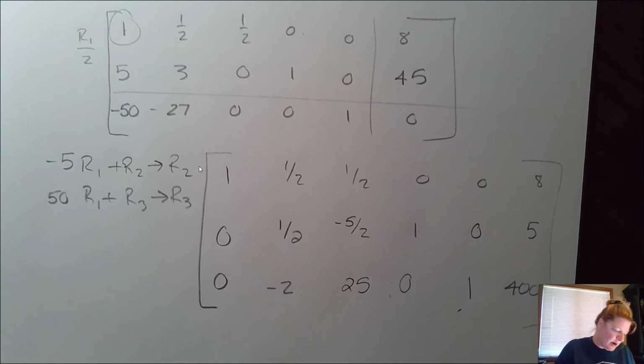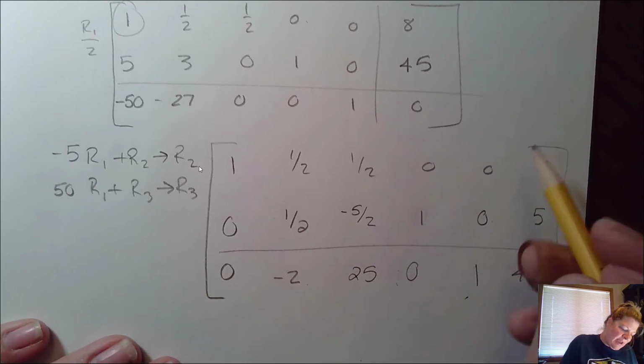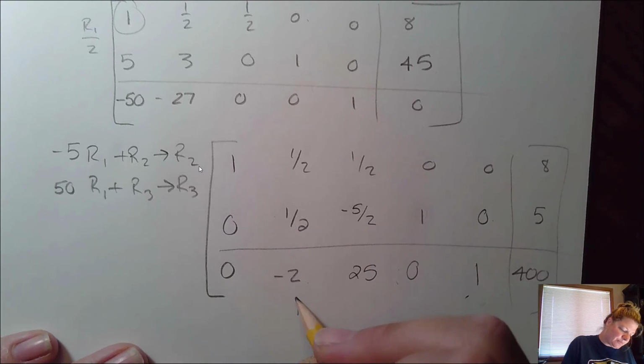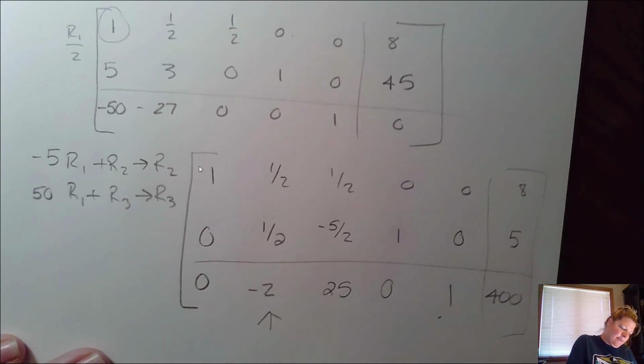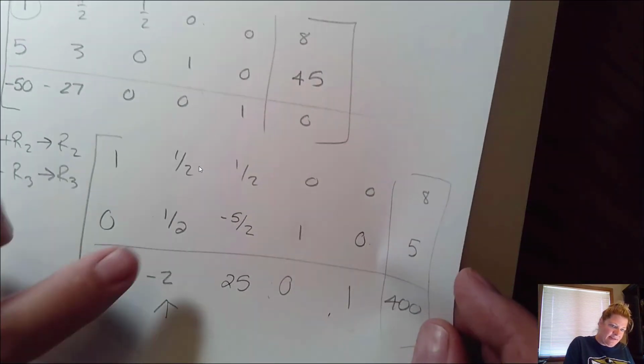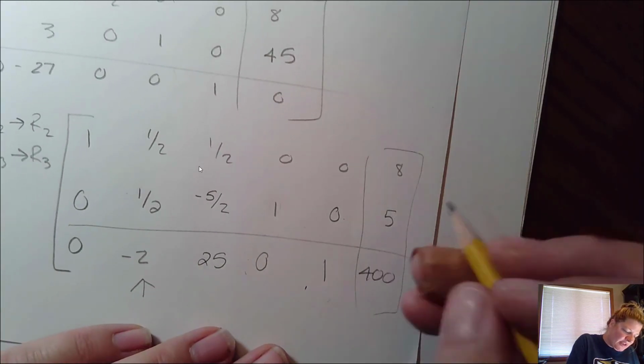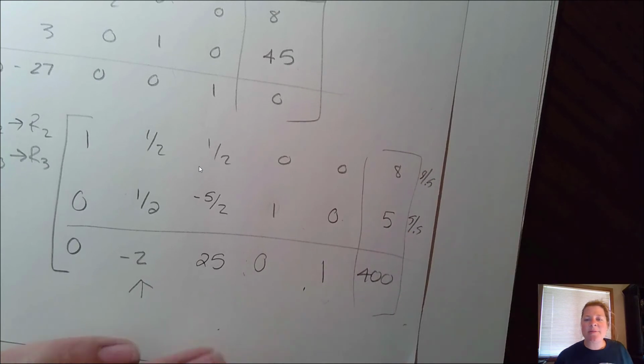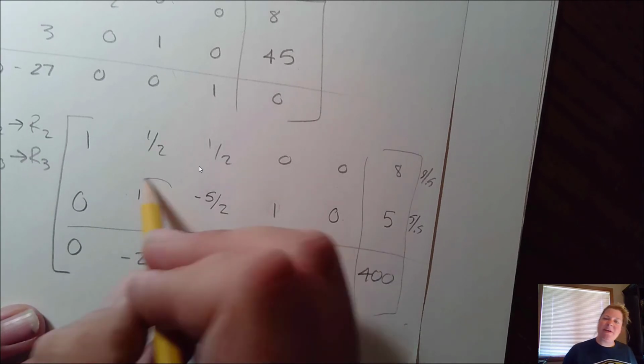All right, so here we are. Okay, we have one more negative indicator, negative 2. Okay, so if we look, these are both positive, but what's smaller, 50 divided by 0.5 or 8 divided by 0.5? 8 divided by 0.5 is 16. 5 divided by 0.5 is 10. That makes this one our next pivot.